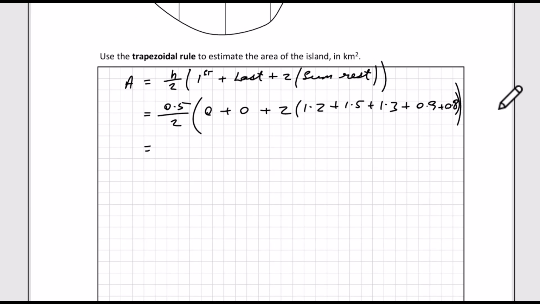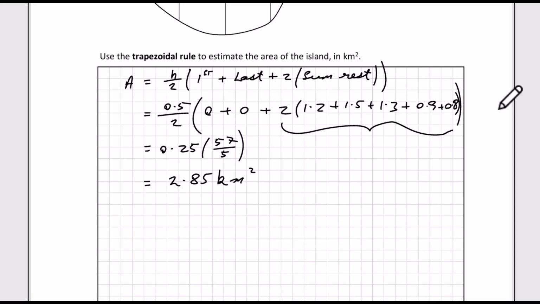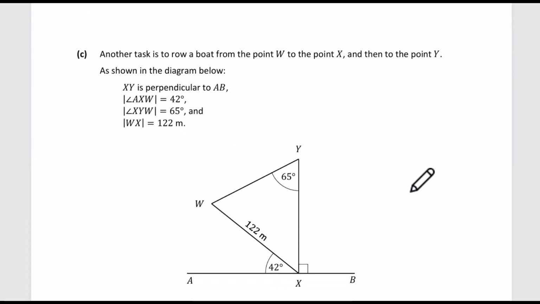So 2 into 0.5 is 0.25. We've got to just work out this here then. When you do that, you add all those up, multiply by 2, and you get 57 over 5. So when you multiply all that out, you get exactly 2.85, and this is an area, it's an approximated area, so it's kilometers squared. Okay, part C then.